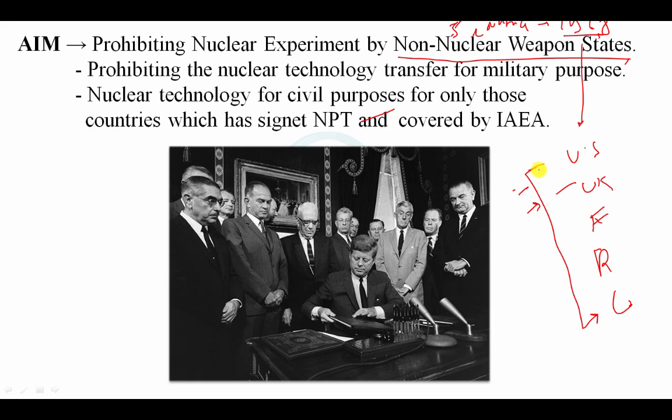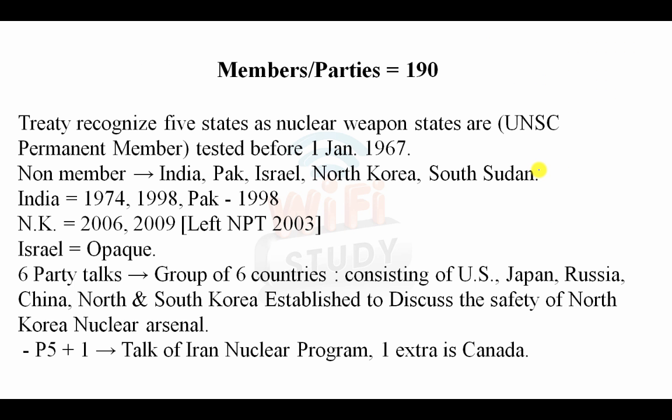Okay, so what is the NPT? The aim of the NPT: first, prohibiting nuclear experiments by non-nuclear weapon states. Second, prohibiting nuclear technology transfer for military purposes. They want this technology to be used only for civil purposes. These are the aims of the NPT.